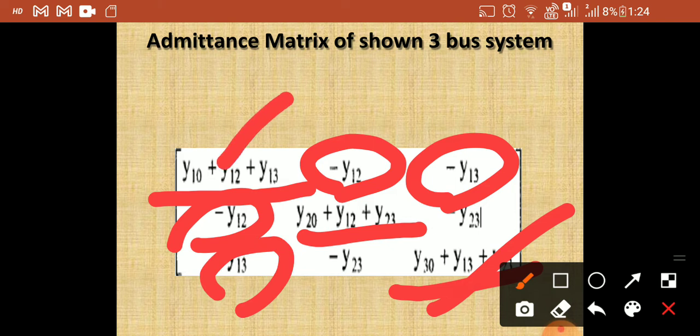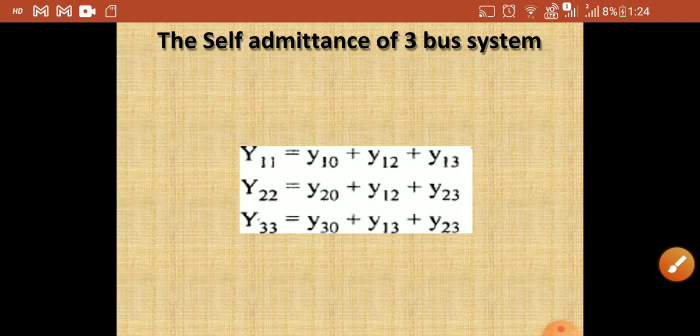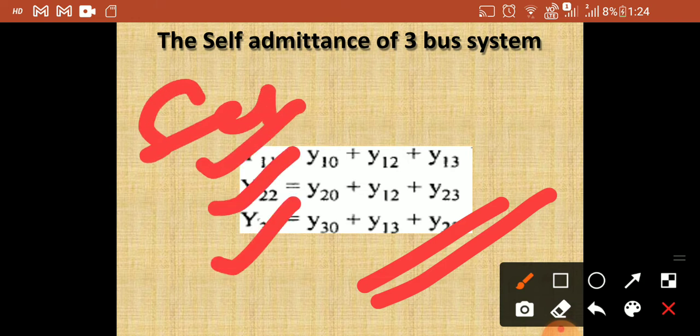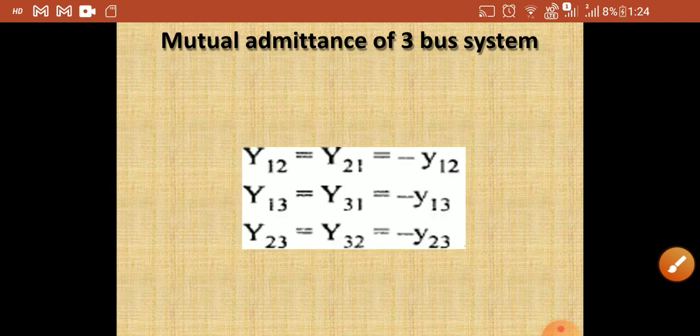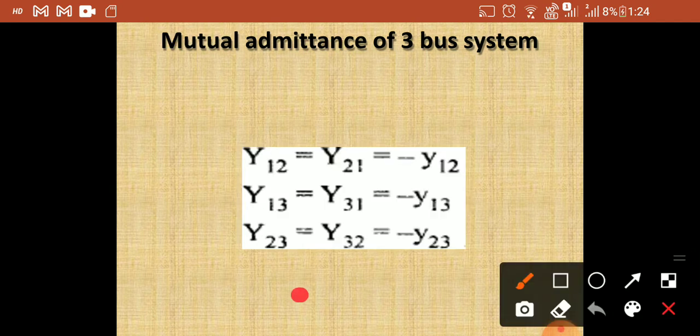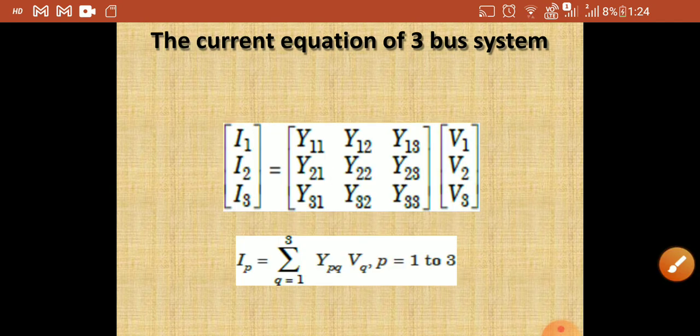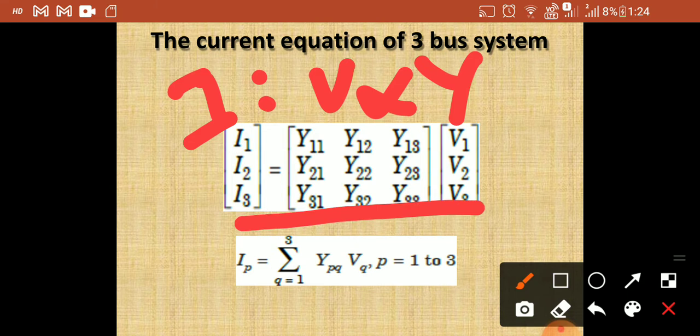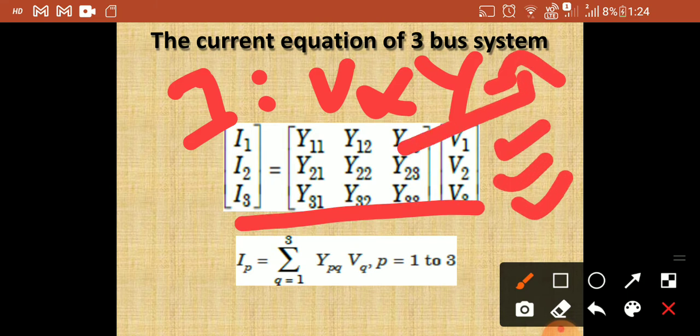This is the self-admittance value, and this is the mutual admittance value. The resultant equation is given for the admittance of the 3 bus system, Y11, Y22, Y33. This is the self-admittance, and the mutual admittance value for each bus is also given. Next, the current equation: I equals Y into V. The admittance is represented in matrix format with V1, V2, V3, I1, I2, I3.